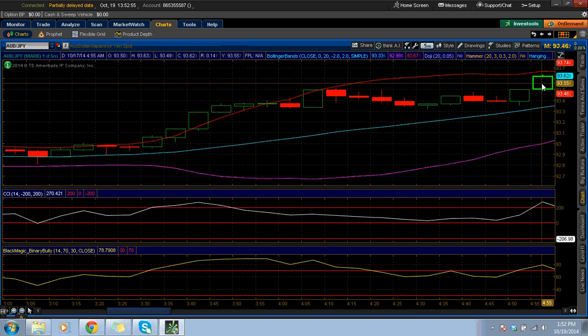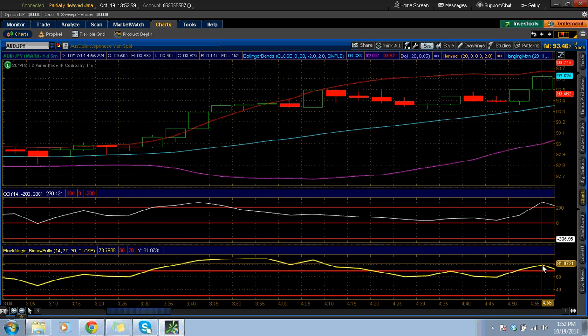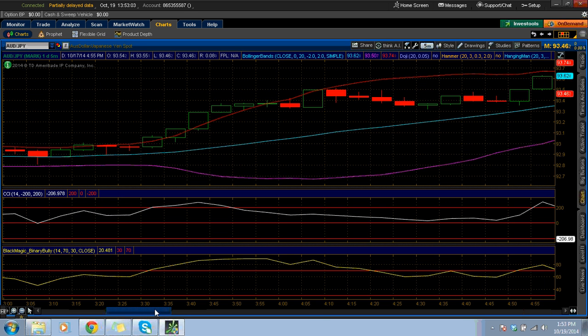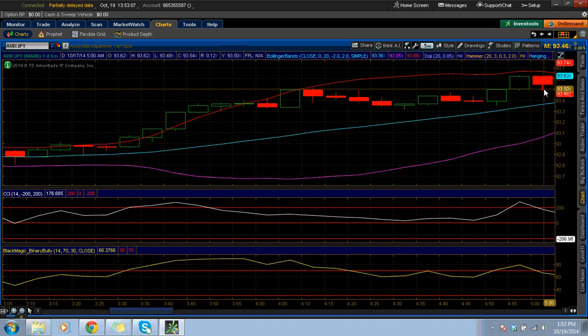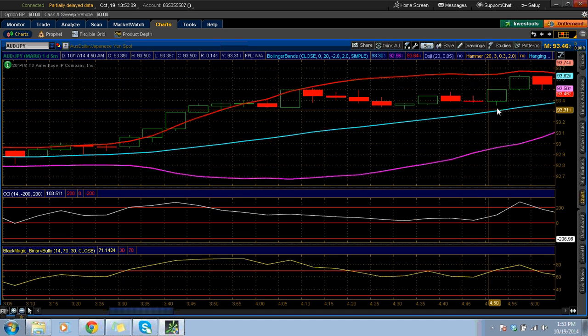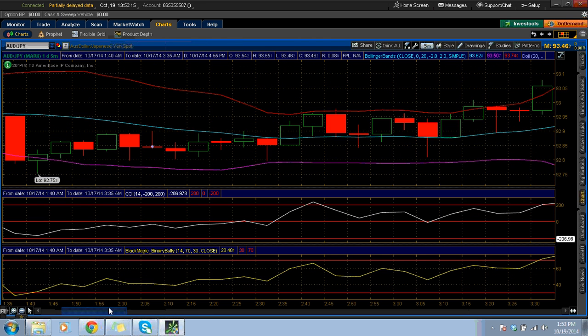Same with here. See, you broke through. You're at 276 with CCI. You're clear above 70. You're at 80 on the Black Magic RSI. And you would have won. But still, don't purchase it when it's in that uptrend. You're getting a little too bullish there, and that's not a good thing to do.